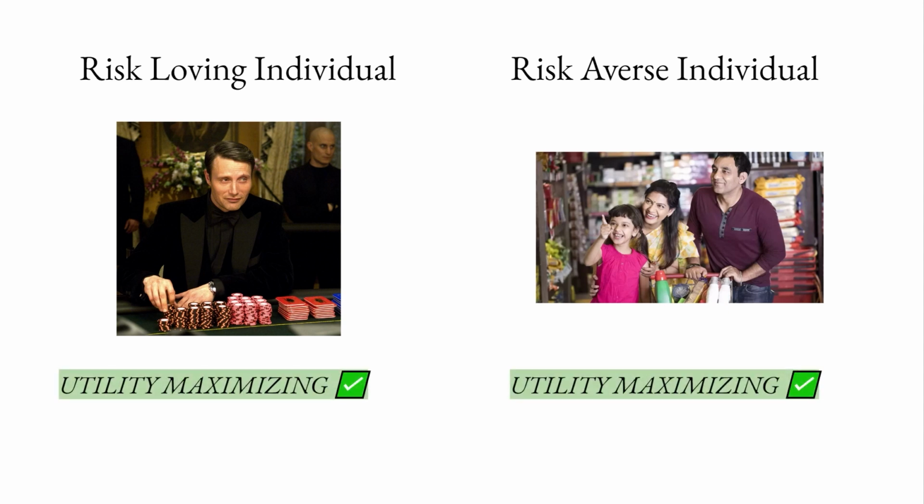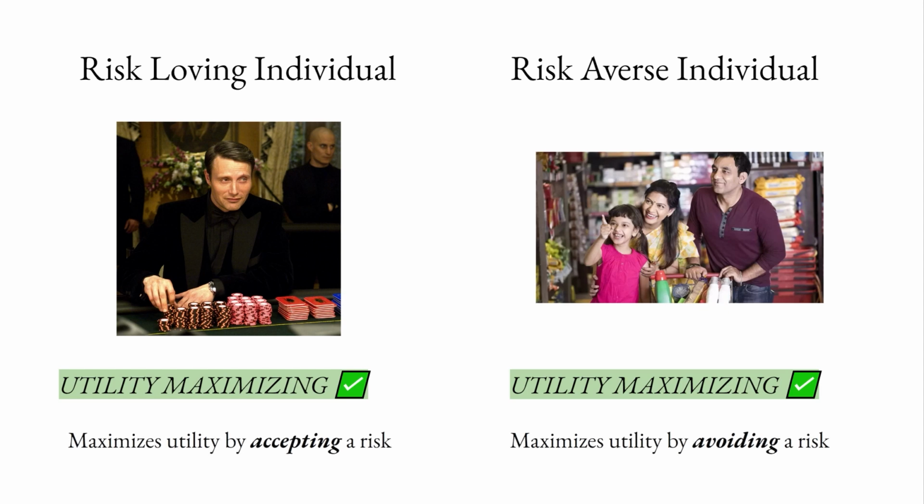We have to understand in our analysis that whatever happens, they both always maximize utility. The risk loving person maximizes his or her utility by accepting a risk, whereas the risk averse person will maximize his utility by avoiding a risk.